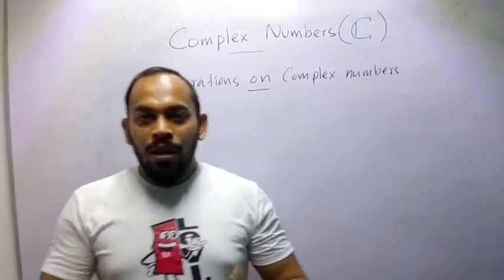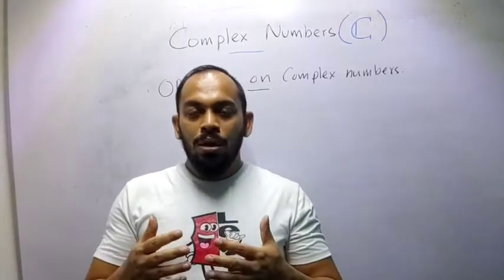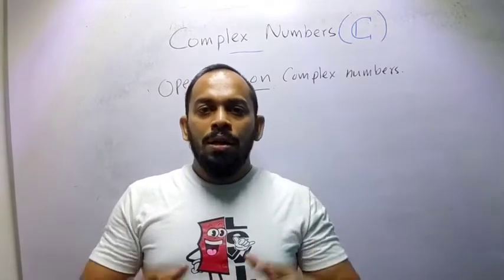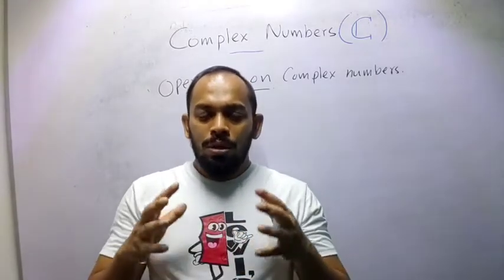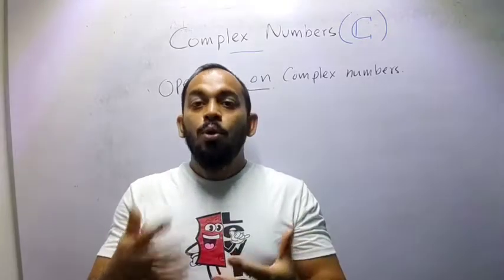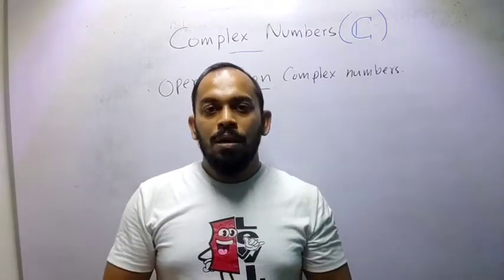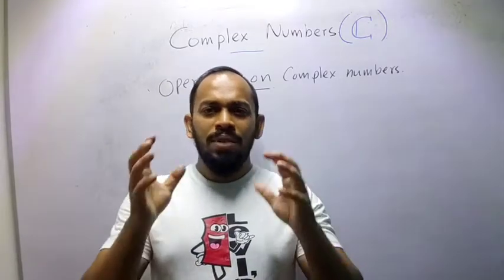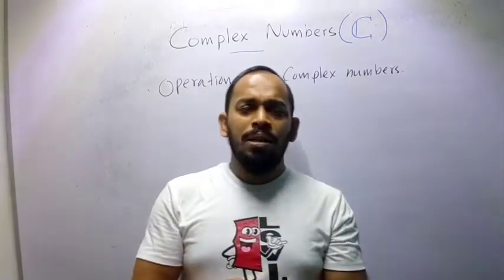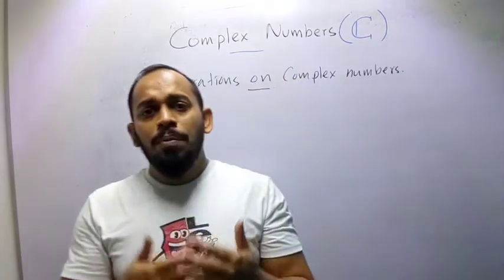Okay, so we have been building up to this point where we can use everything we learned up to now to employ in arithmetic of complex numbers. What are the operations we can do with complex numbers? Can we add them? Can we subtract them? Can we multiply them? Can we divide them?